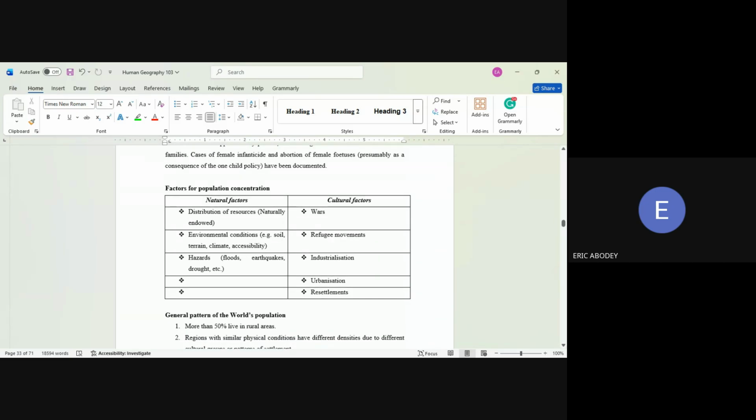So what are the factors for population concentration? We have natural factors, and we have cultural factors. The natural factors include distribution of resources. Naturally, where population is dominated, it is believed that there is a natural resource such as fertile land. So in Africa, for example, we talk of the areas around the Nile River. Those of you who studied African history came across a mention of the Nile River, where agricultural activity started. No wonder a lot of people have settled there.